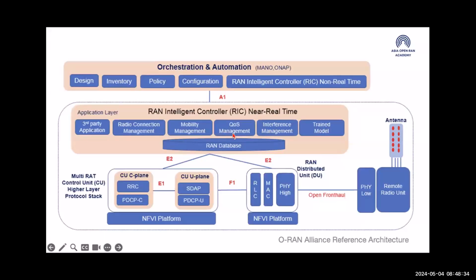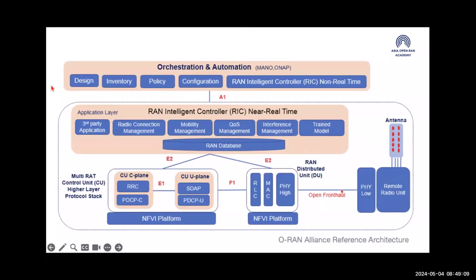And this RAN Intelligent Controller is connected to the SMO, the service management and orchestration platform. This is where you design, you do some inventory of the network, you create the policy, and also define the configuration. You can also get the RAN intelligent controller, the non-real-time RIC, and also the rApps. So this is the overall architecture.